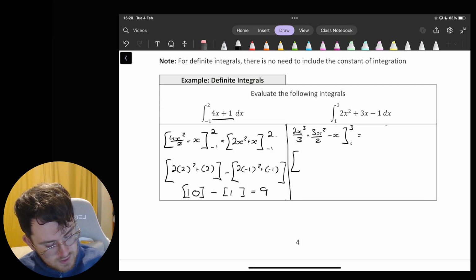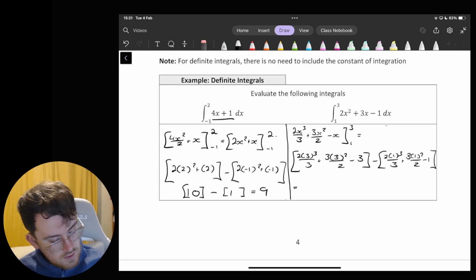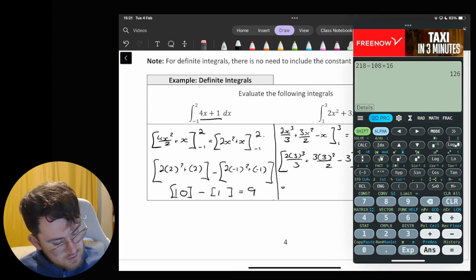So let's get going with that. So 2 times 3 cubed over 3 plus 3 times 3 squared over 2 minus 3, and then filling in 1 as well for our other option here. So let's fill in some of these values here now.